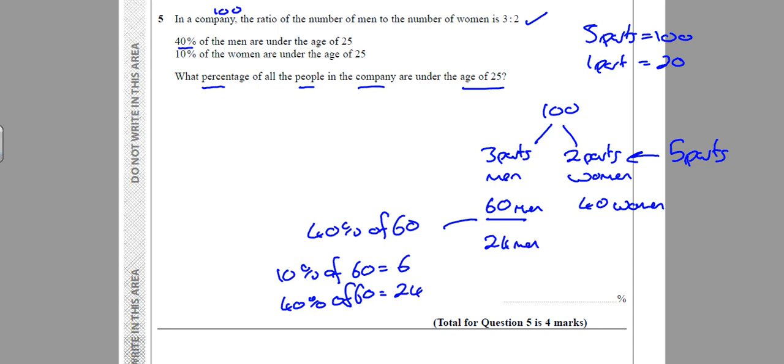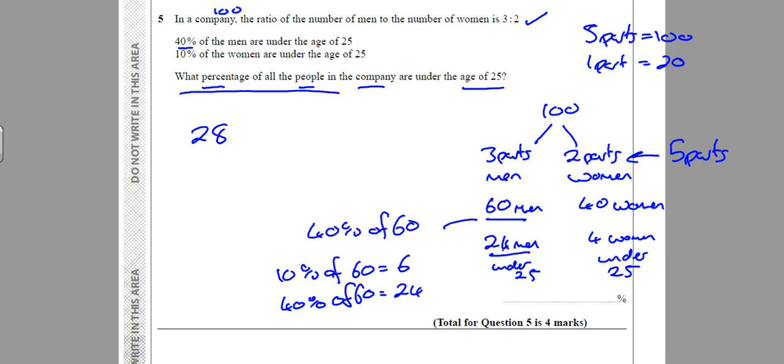But 24 men are under 25. Always worth writing down what this means. So it's 24 men under 25. And 10% of the women are. So if there's 40 women and 10% of them, that means it's going to be 4 women under 25. So what percentage of all the people are under 25? Well, there's going to be 24 men and 4 women. So that's 28. That's only if there's 100 people.